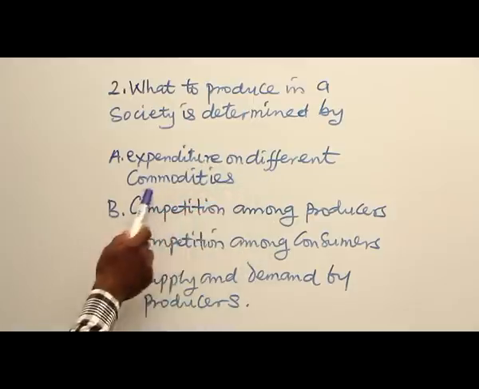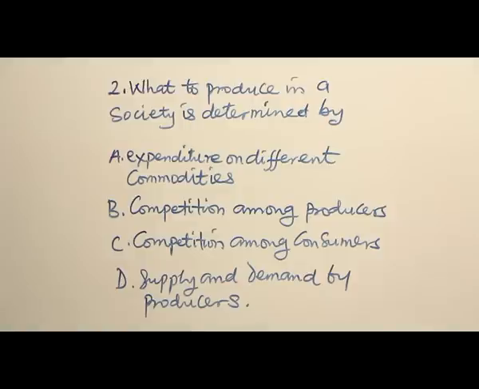expenditure on different commodities. We know that in deciding what to produce, the producer has to look at the household expenditure on different commodities. Producers will produce more of those commodities on which households make higher expenditure. And so, option A is correct.